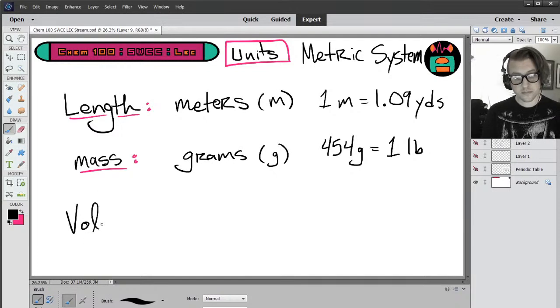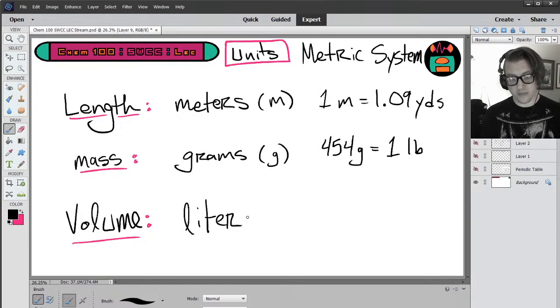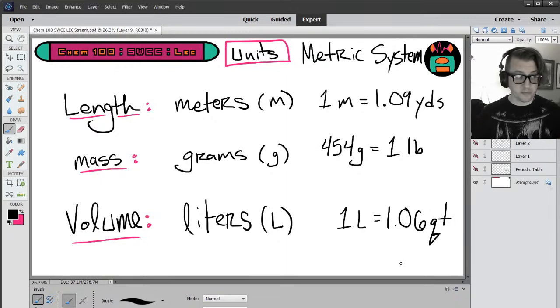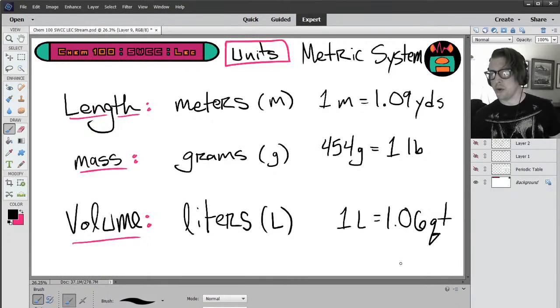Volume in the metric system is measured in liters. And this is one thing where, for whatever reason, all of us here in America know what a liter is because we buy 2-liter bottles of soda. So we can think of a 2-liter bottle of soda, and then half of that's the volume of a liter. The abbreviation for a liter is a capital L. And 1 liter is 1.06 quarts. So that's an equivalent. But again, all of us are just picturing a bottle of soda and cutting it in half, and that's a liter. So that'll at least probably be the most intuitive.